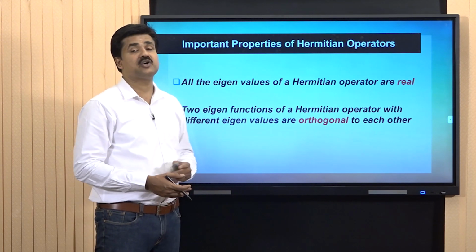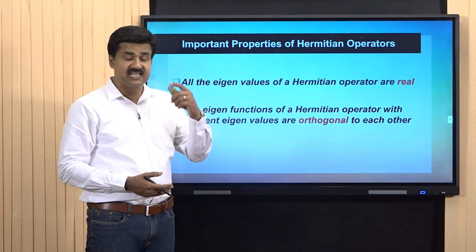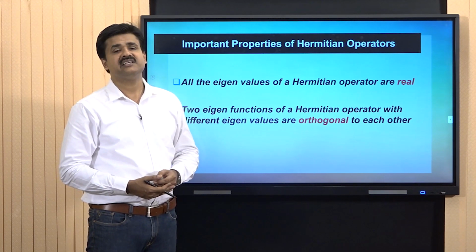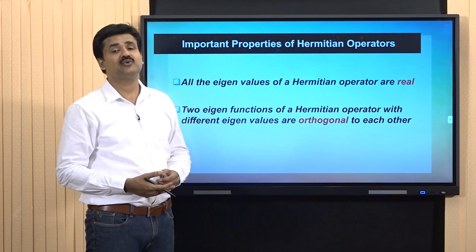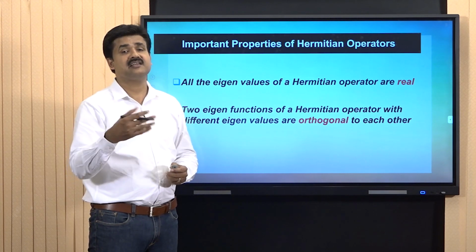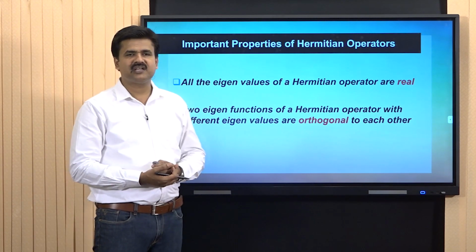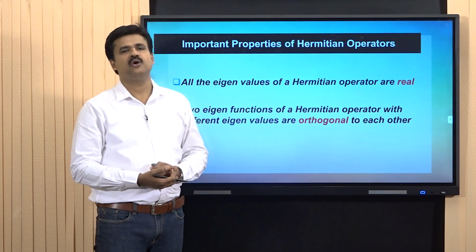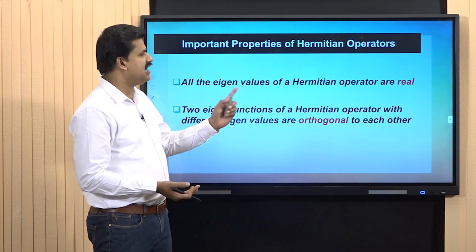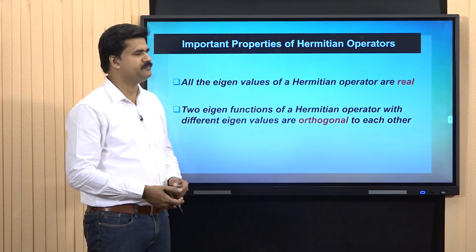We already learned about the condition for orthogonality: the integral of psi i star psi j d tau is equal to 0. That's the condition for orthogonality. We mentioned orthogonality, Kronecker delta, etc. in previous modules. So, these are two important characteristic features of Hermitian operators. I already mentioned that we can take up this matter seriously in coming modules.